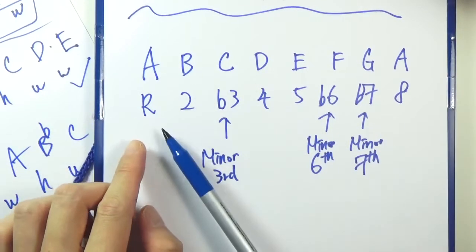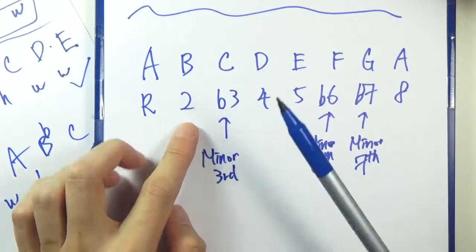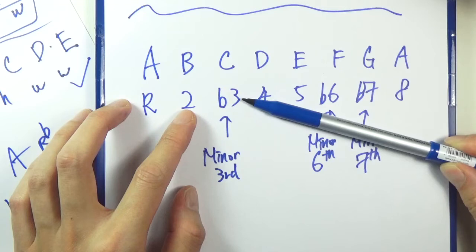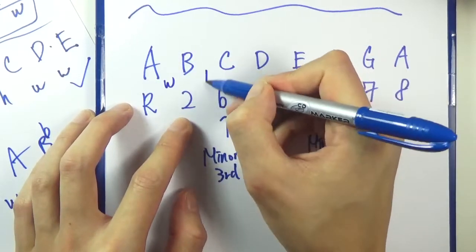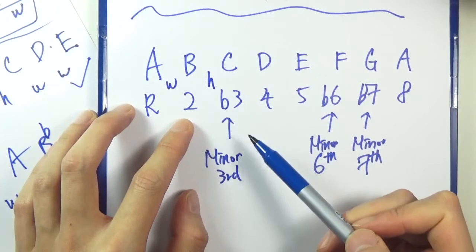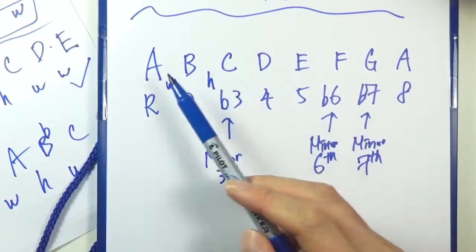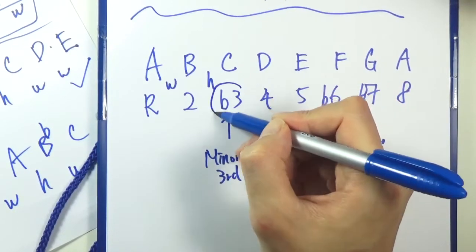We can notate it with intervals like this: root, major second. This is a minor third, all right? And the reason it is a minor third is because we have a whole step here and a half step here. So if you're not sure why this is a flat 3, you definitely have to go back to the interval section and do your homework there. So A to C is actually a minor third degree, and we notate it as a flat 3.